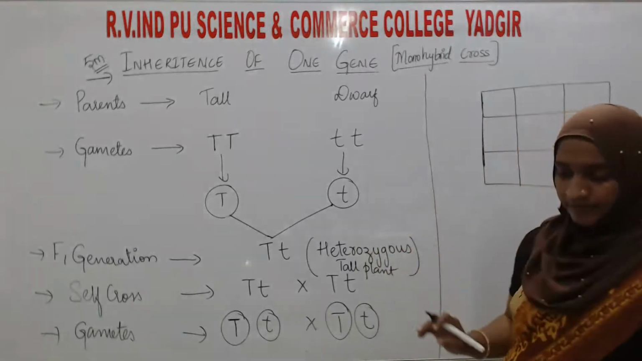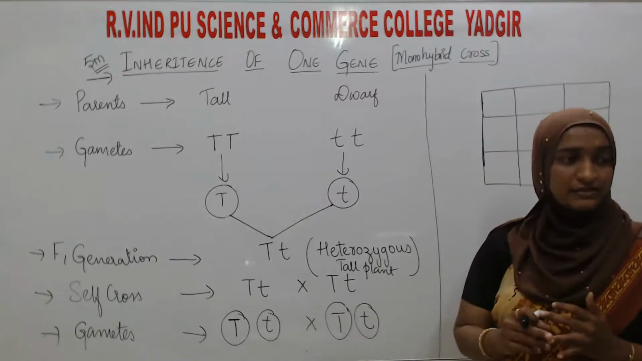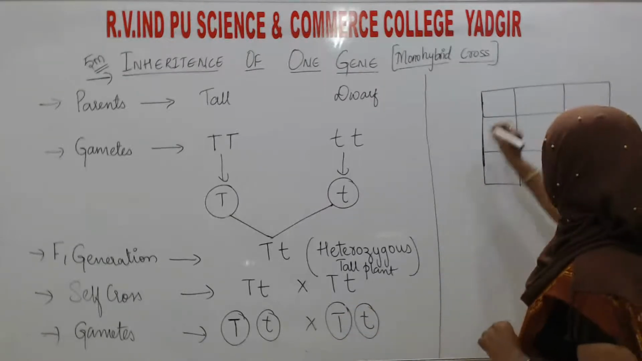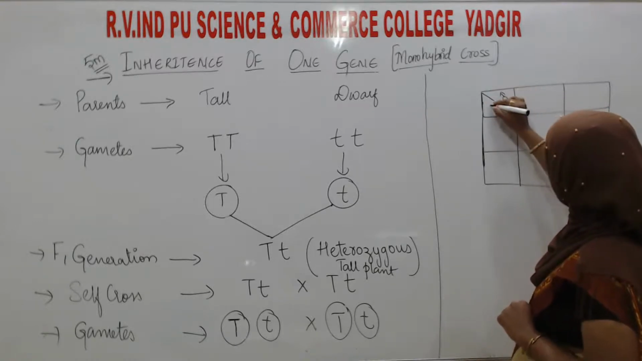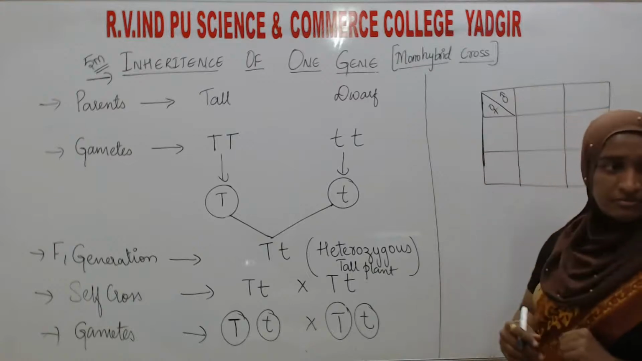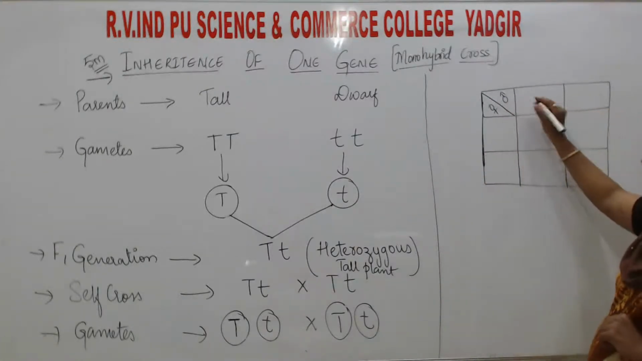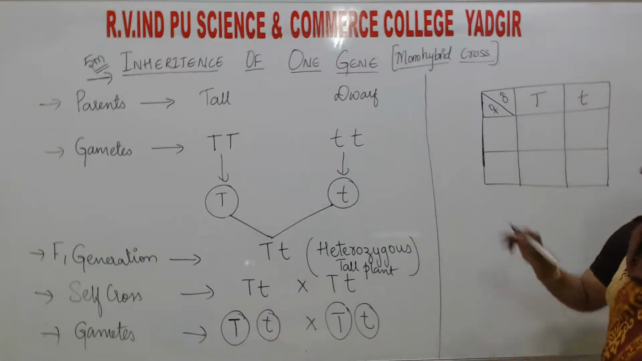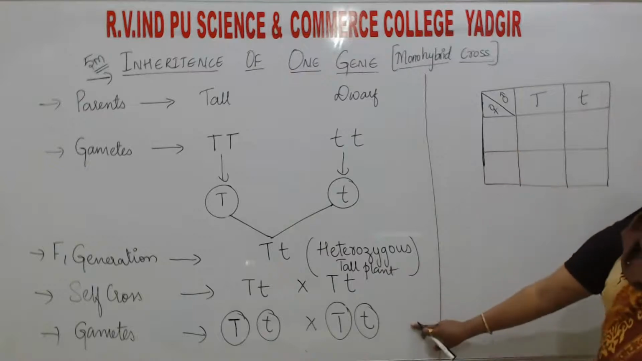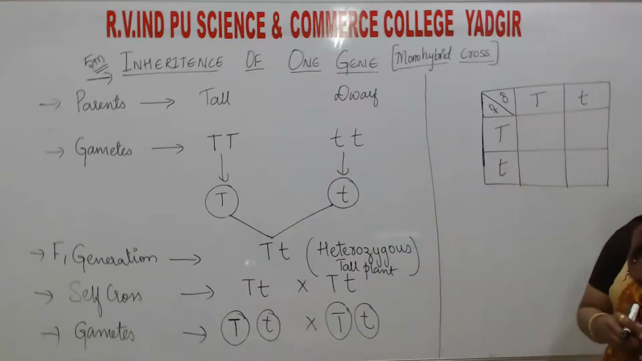Okay, here within these two plants, one will be the female and another will be the male. Here we can write one as the male, one as the female. Here we can write the male gametes, capital T, small t, and here we can write the gametes of the female, capital T, small t. Then we have to cross here.